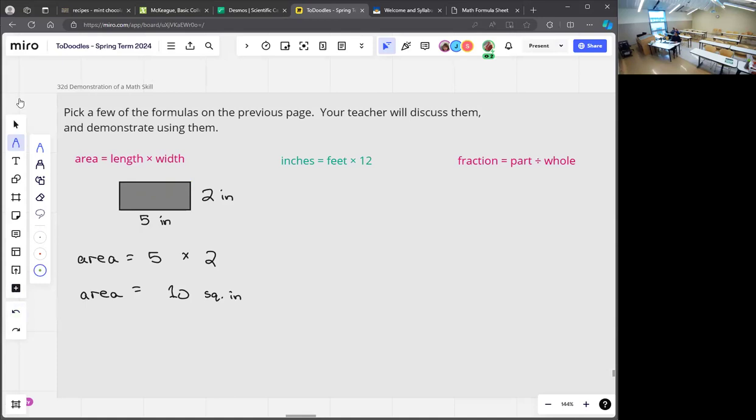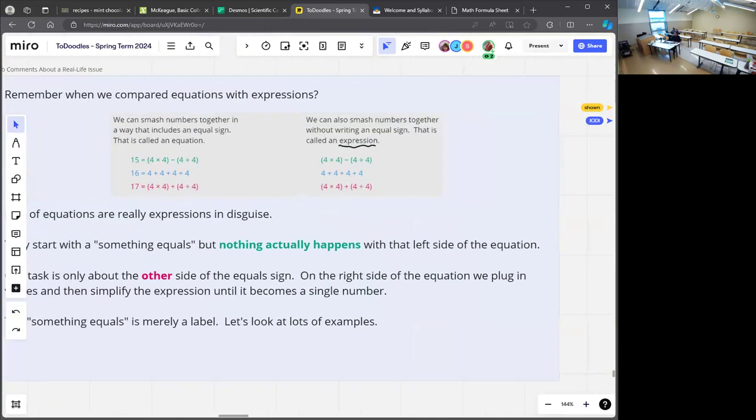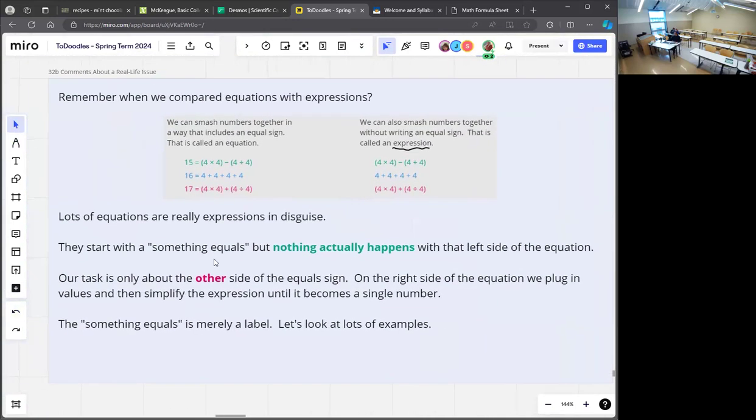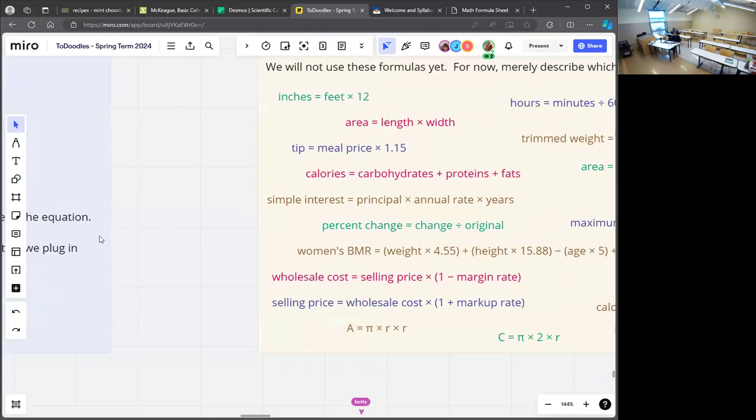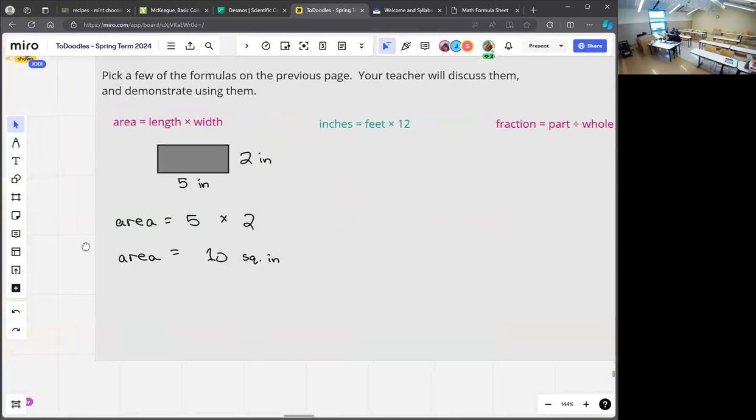So what I was talking about 2 slides ago, that nothing really happened on the left side. This word area is basically just meaning answer goes here, right? Everything that I do happens on this side. That's where I plug things into length and width and find the answer. Same thing with inches, is feet times 12.